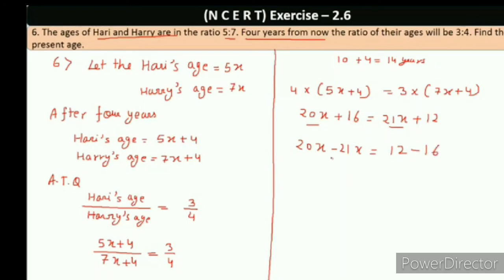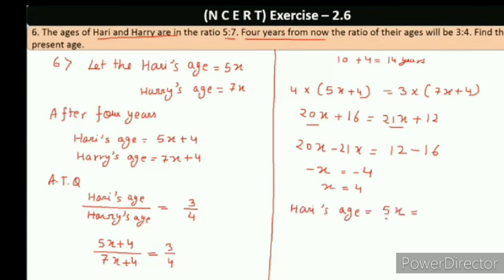What is the answer on the left hand side? Minus 1x, that is, write it as x only. 12 minus 16 is minus 4. Both the sides are negative, so x equals 4. How? Minus divided by minus gives plus. Yes, x equals 4.